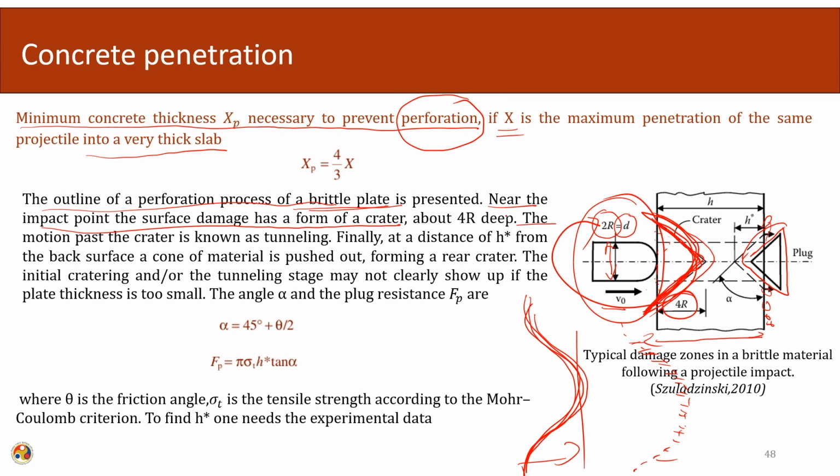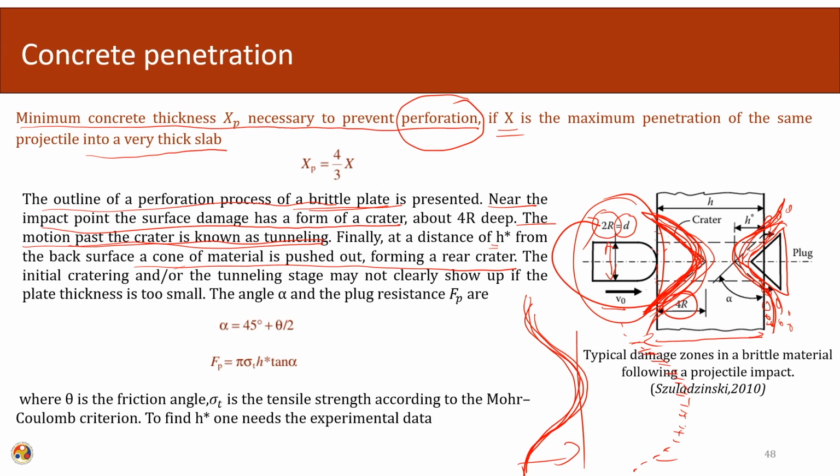The motion past the crater is known as tunneling. See what it is doing, it is trying to form a surface like this. So, the motion past this crater is termed tunneling. Finally, at a distance of h star from the back surface, a cone of material is pushed out, forming a rear crater. So, one crater formation will take place here also. If it is concrete, we will see fragmentation also. If it is other brittle material, we will see this type of plugging also.